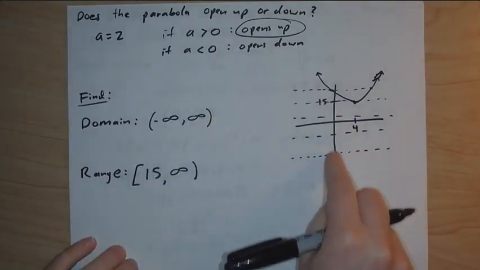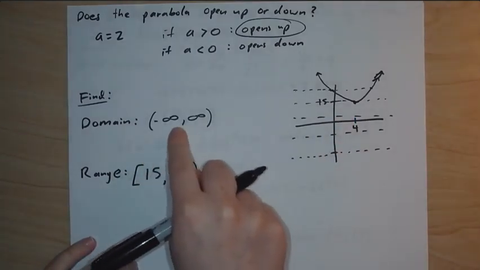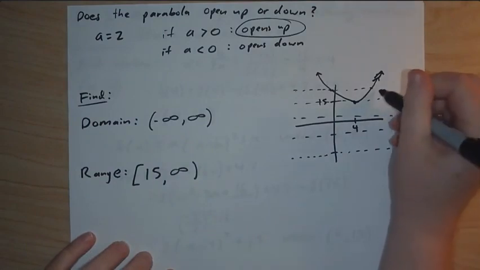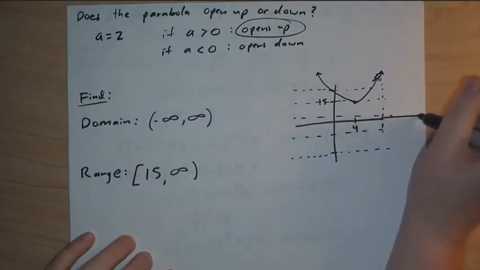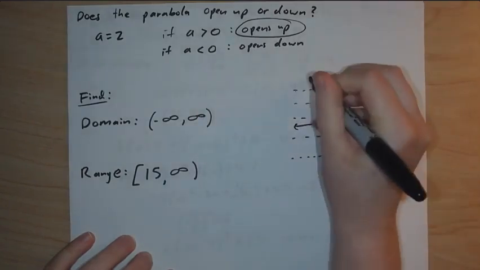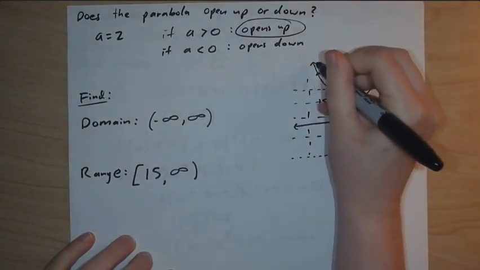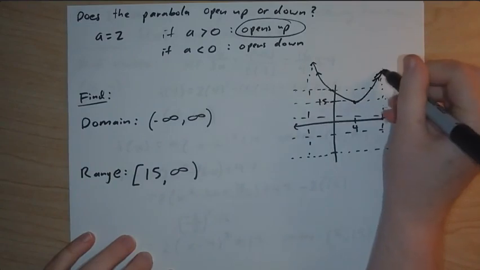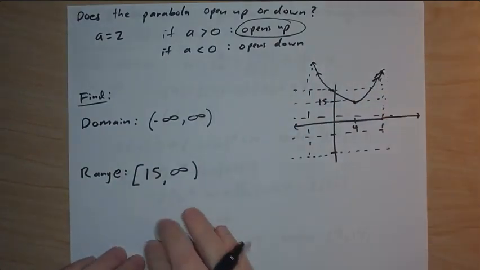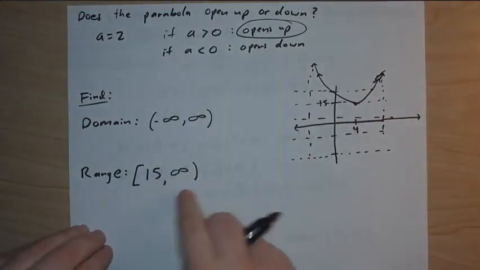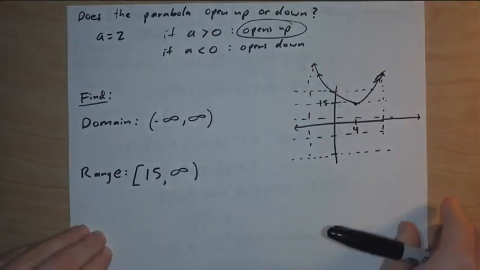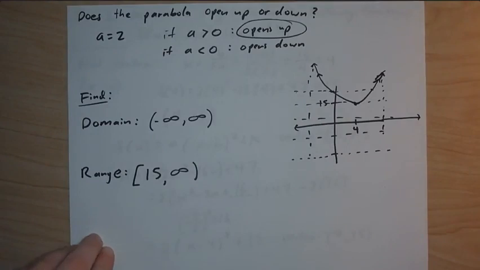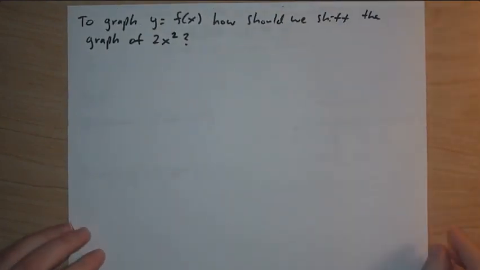And with this graph, we can also demonstrate why the domain is negative infinity to infinity, because if you did vertical lines for every x value, no matter how far out you go to the left or to the right, you will always have a value to touch your function. So that's another reason why our domain is real numbers and our range is 15, including 15, to positive infinity. So now that we've figured that out, we're going to have a little aside.